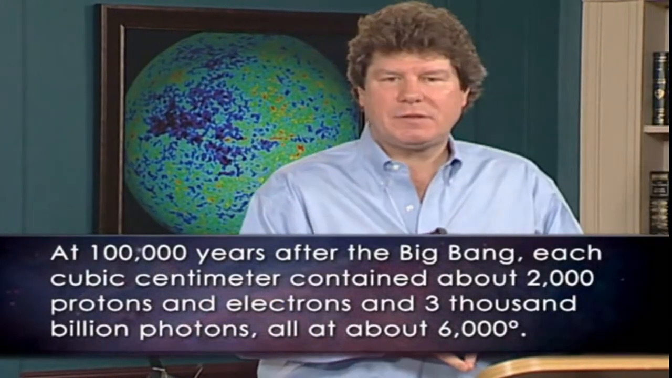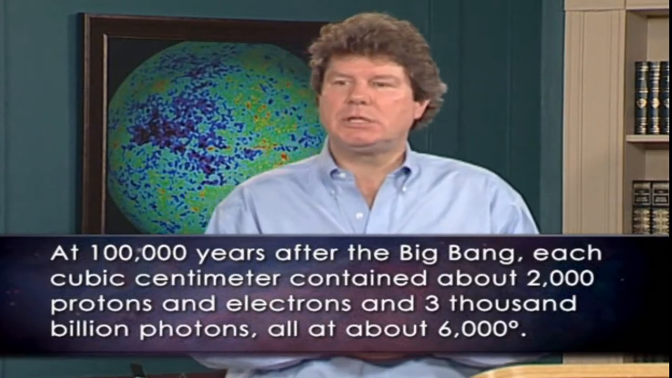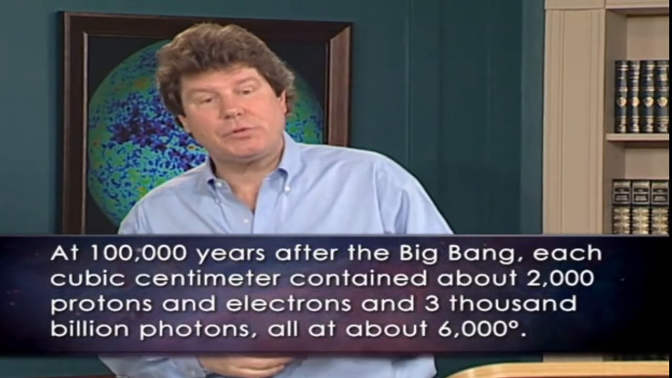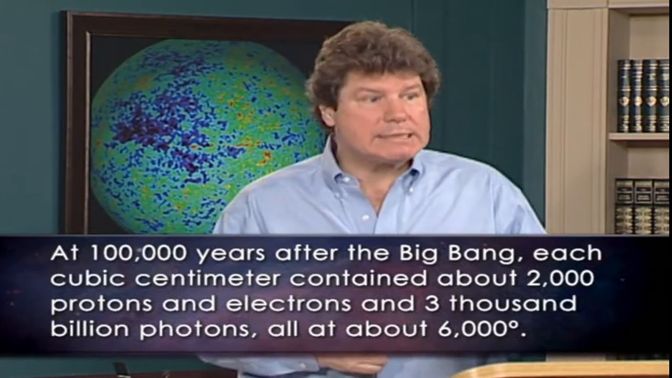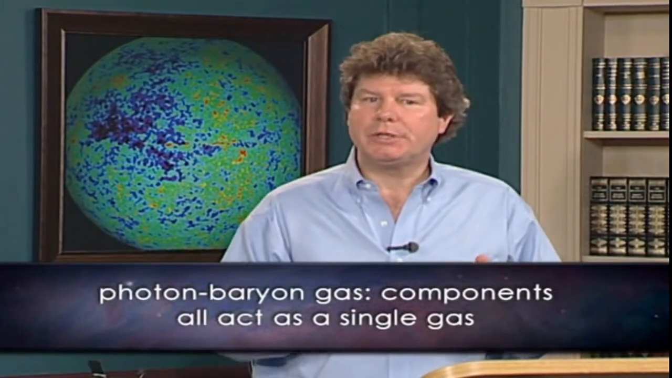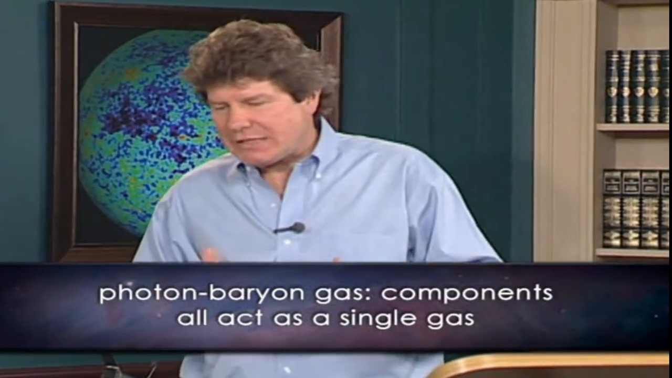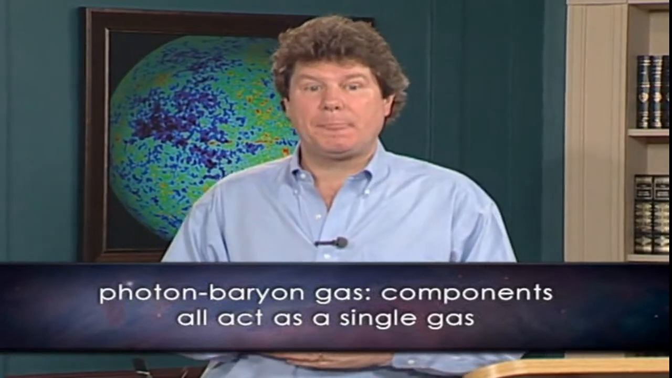At 100,000 years after the Big Bang, each cubic centimeter contained about 2,000 protons and electrons, and about 3,000 billion photons, all at 6,000 degrees. It's a hot, thin, brilliant, foggy gas. Now, the fact that the gas is foggy means that all three components are tied together. All particles are bouncing off each other and behave as a single gas. Cosmologists call this a photon-baryon gas. Baryon, you may remember, is just a fancy word for the atomic constituents: protons, neutrons, and electrons. You might think of the multi-component gas a bit like our own atmosphere, where the oxygen and nitrogen molecules are intimately tied together as a single gas.